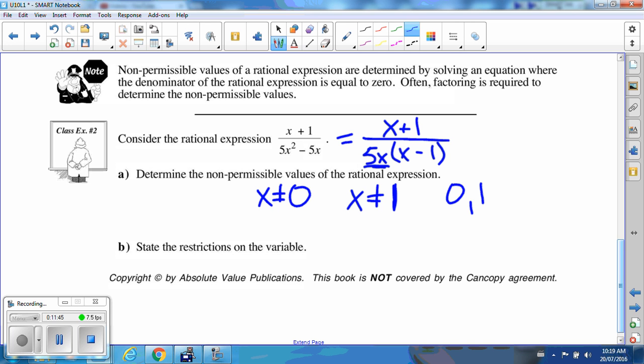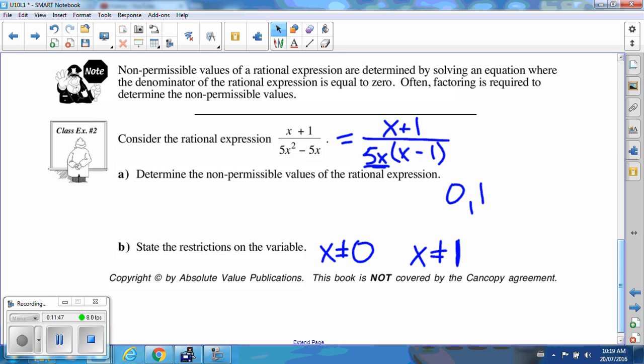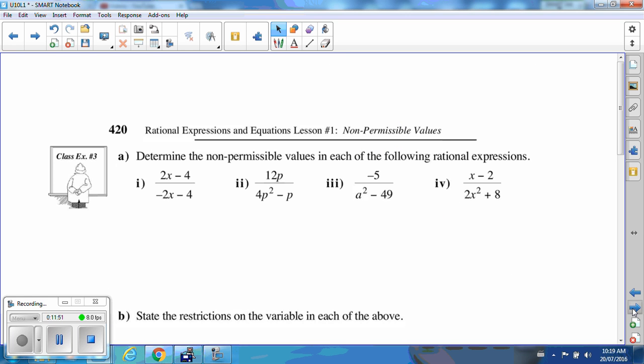And my restrictions are really technically that. Now, basically the same information. So if you wrote one instead of the other, I probably wouldn't take off a point.